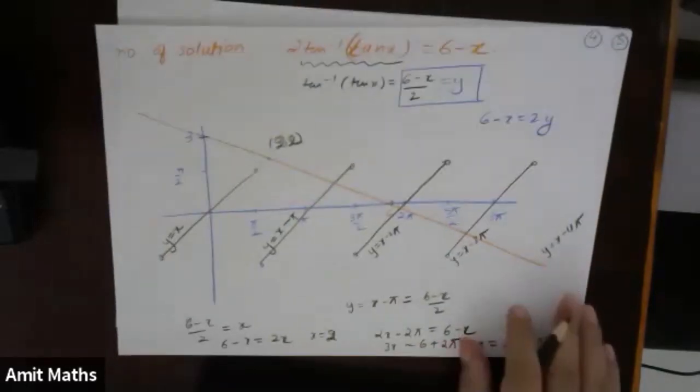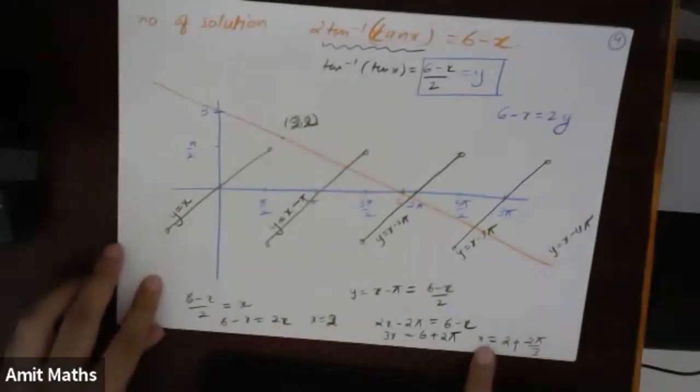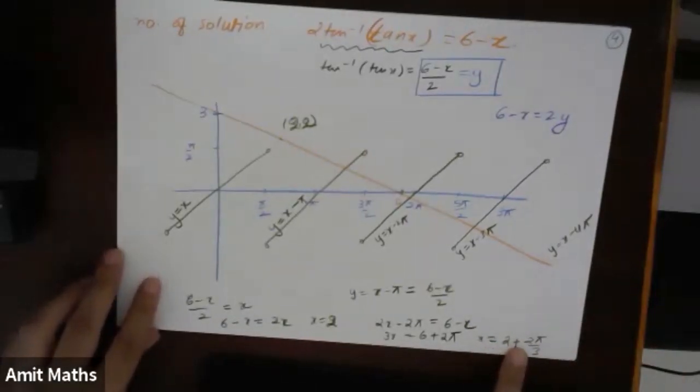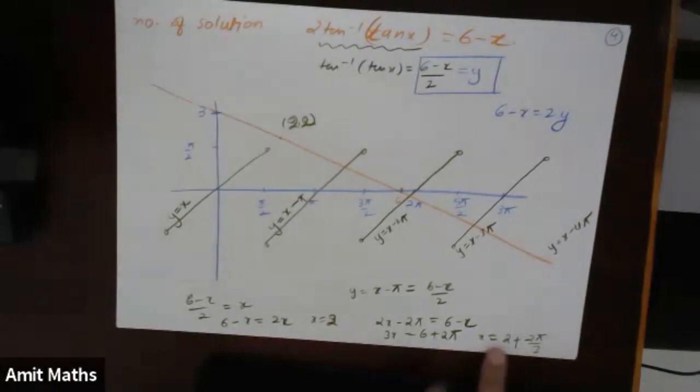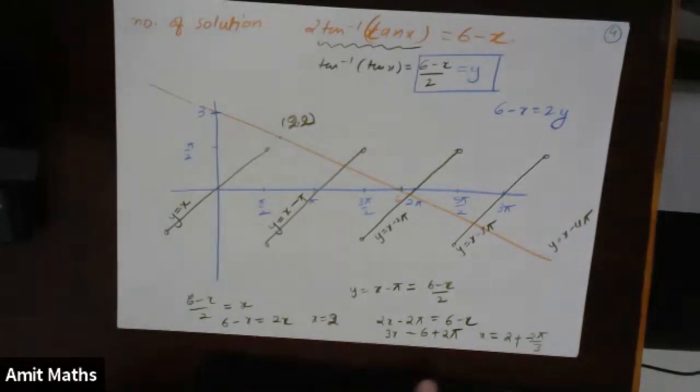Okay. Now for the second part also, let's see where it is intersecting. It is intersecting at this point, right? And at what value of x? This is the value of x. For this value of x, we have to find the value of y. y should be between minus pi by 2 to pi by 2. So where was the value of x? Yeah, this is the value of x. x is equal to 2 plus 2 pi by 3. I will solve it in the next page.